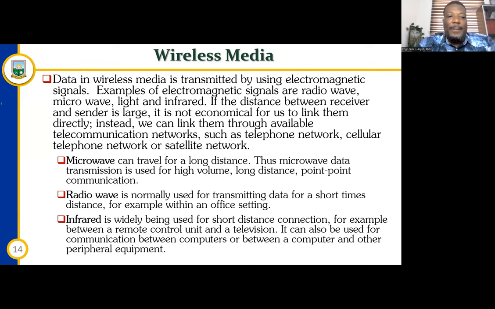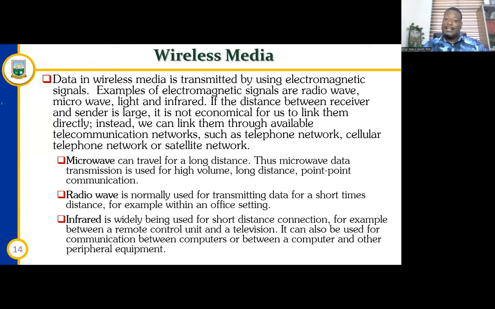So we have, based on the distance will tell the type of wireless media to use. Now, for the wired media, for instance, the twisted pair cable, it also has a maximum length that it can go. If it goes beyond 100 meters, we have a term we call attenuation.